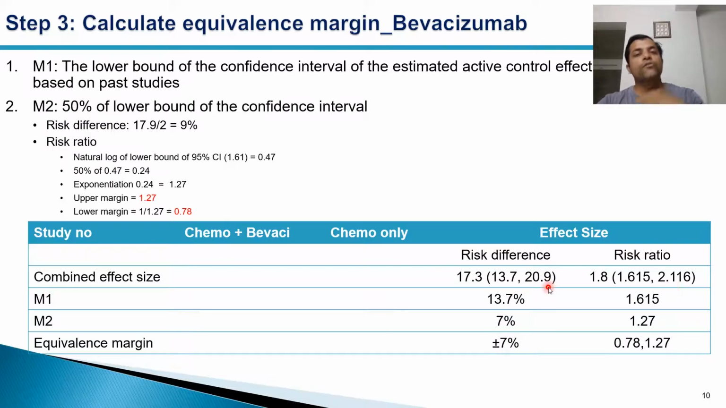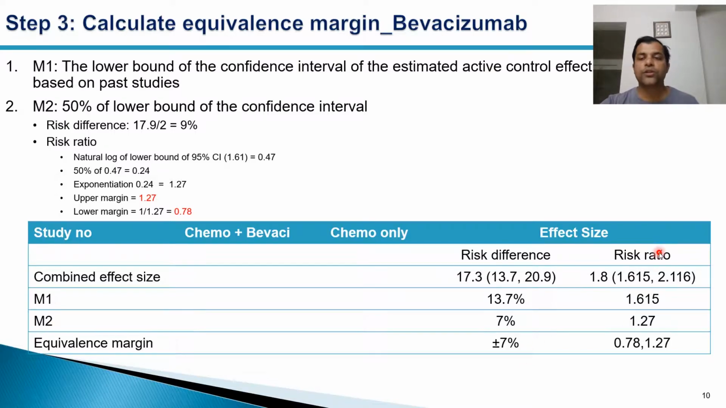As we know, M1 is the lower bound of the confidence interval of the effect size. So the lower bound of 13.7 is my M1 for risk difference, and 1.61, the risk ratio lower bound, is my M1 for risk ratio. Now for risk difference, M2 is half of M1, so 13.7 divided by 2. The value comes to around 7 percentage points, and then plus or minus 7 will be the equivalence margin for the risk difference approach.